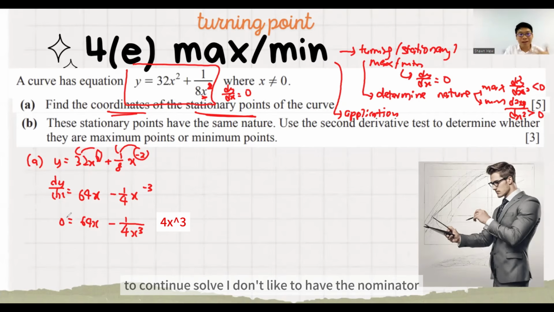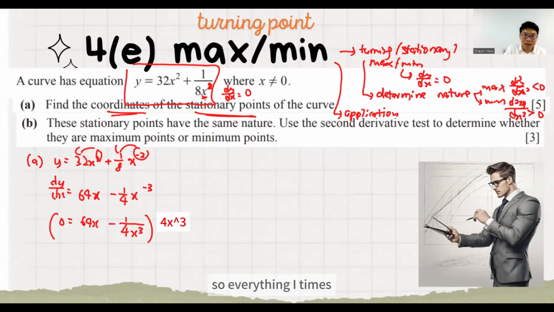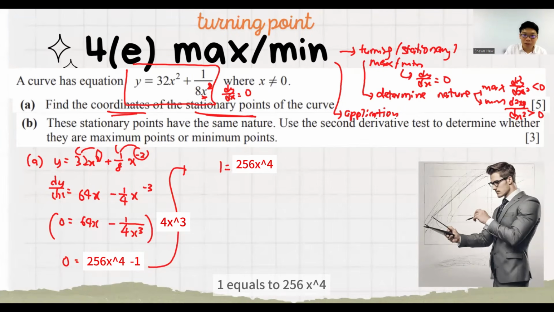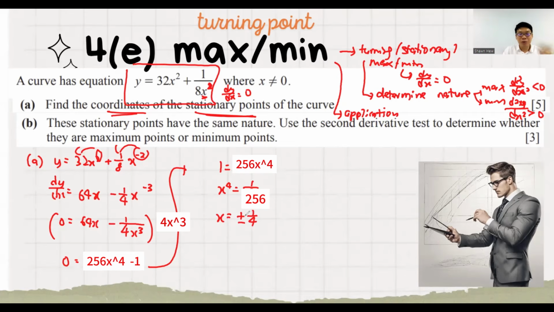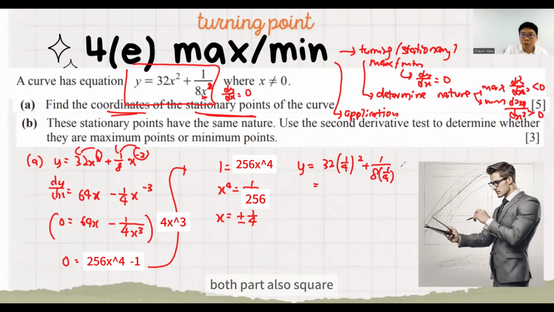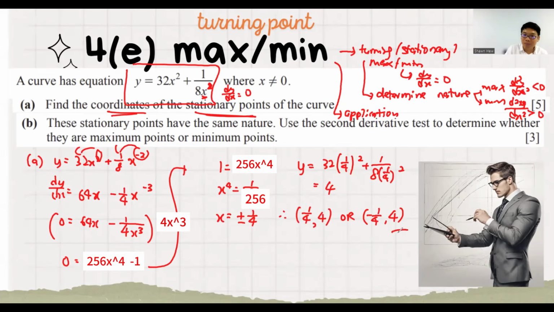To continue solving, I don't like to have a denominator, so I multiply everything by x cubed. Since both parts are squared, no matter whether it's positive 1 over 4 or negative 1 over 4, I will get my y is 4. So my coordinates are (1 over 4, 4) or (negative 1 over 4, 4). So we successfully gain 5 marks.